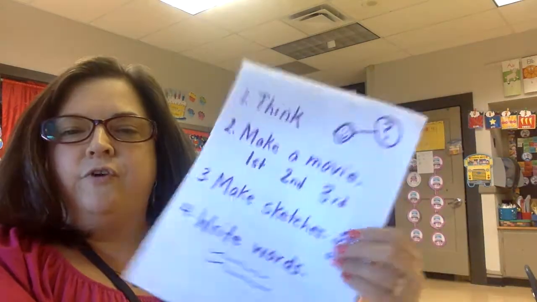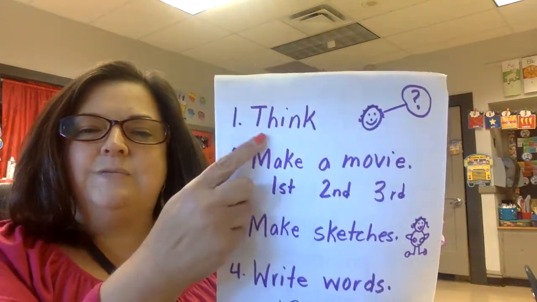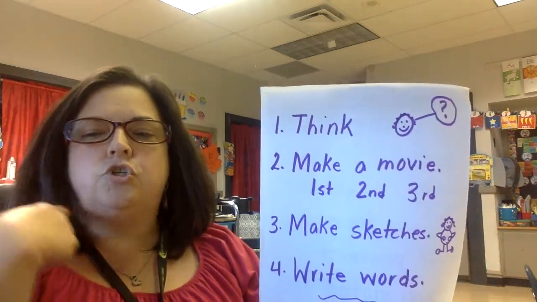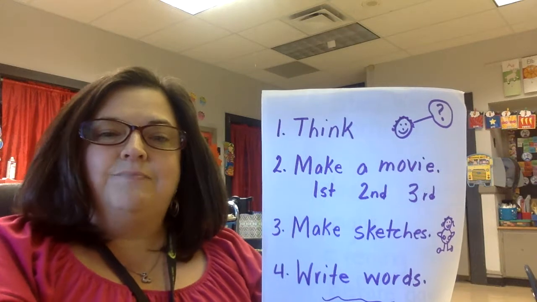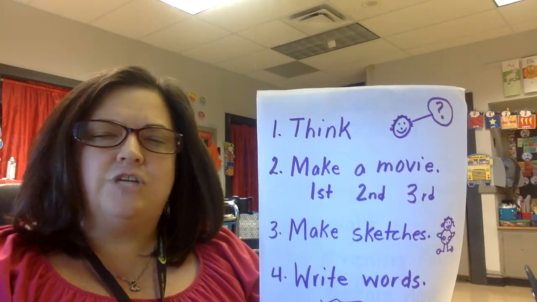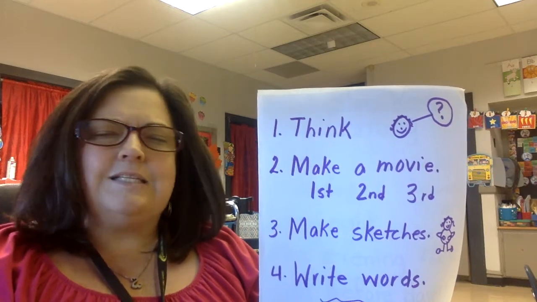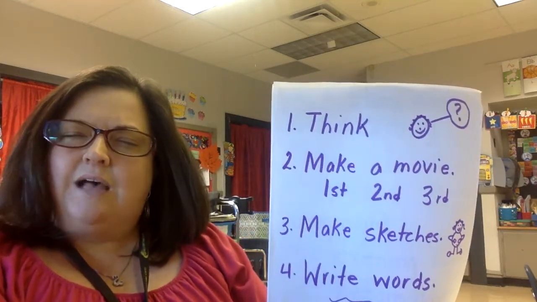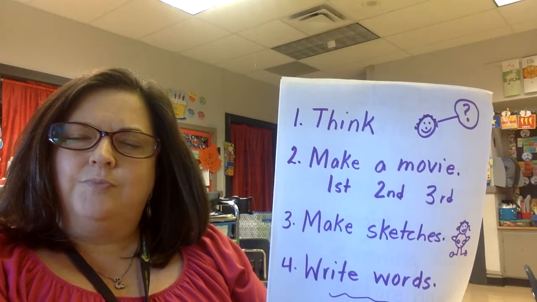Let's review just a little bit more about how we write a narrative. The first thing we do is we think about what we're going to write. So right now, I want you to close your eyes and think about something that has happened to you maybe yesterday, this week, last weekend, a long time ago. But think about something exciting maybe that happened to you.